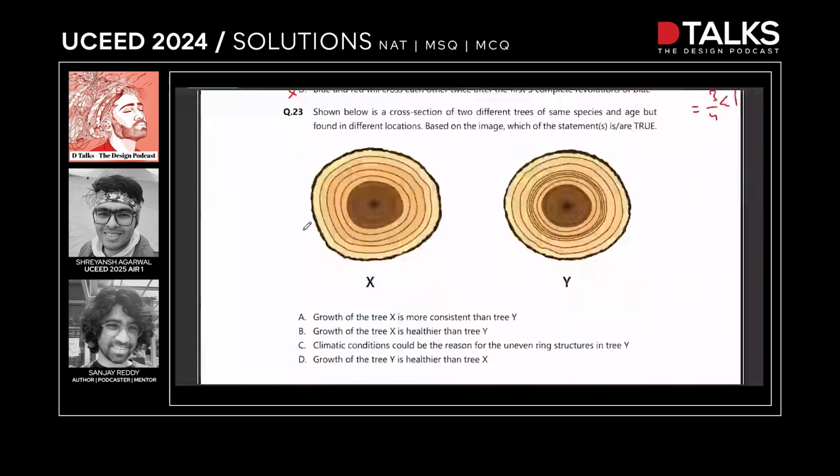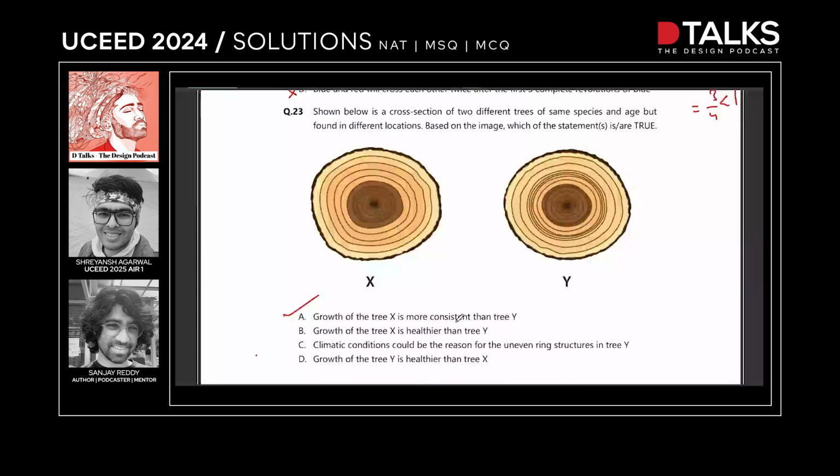Interesting question. Shown below is a cross section of two different trees of same species and age, but found in different locations. Based on the image, which of the statements is or are true? So this is a general question. The rings in a tree determine its age and how well it has grown. Growth of tree X is more persistent than tree Y. As you can see, the rings are evenly placed, which means the tree has grown its diameter evenly. While in Y, the density is way more than the other parts. So A is correct.